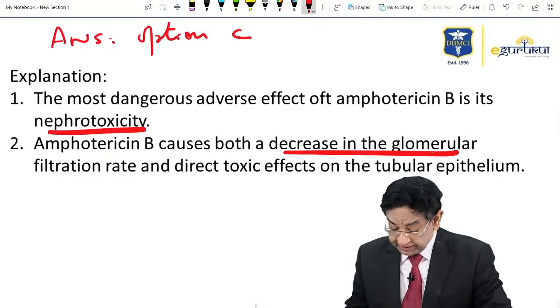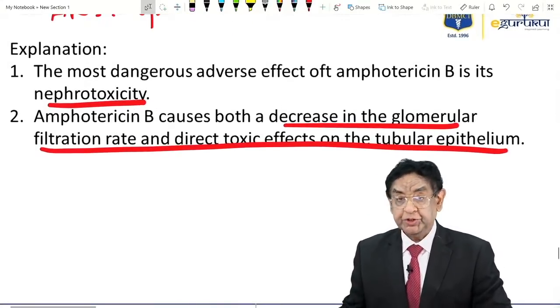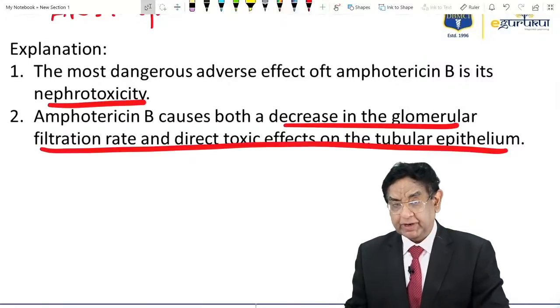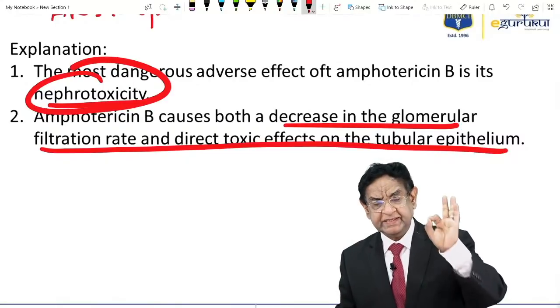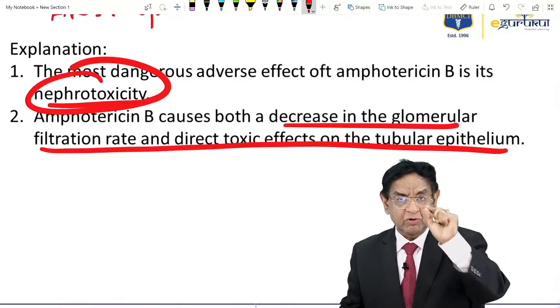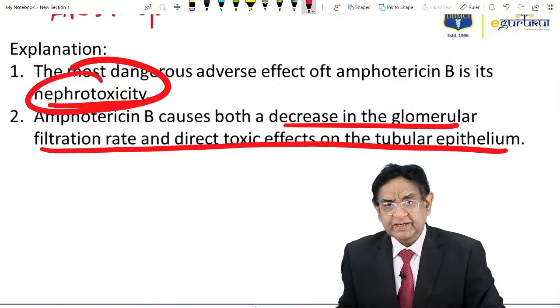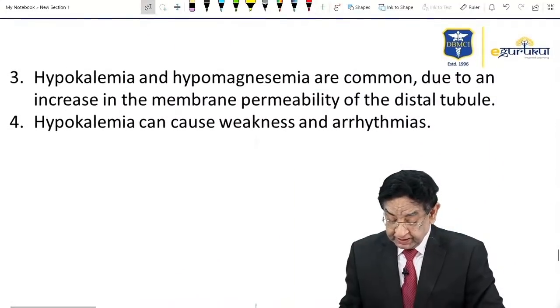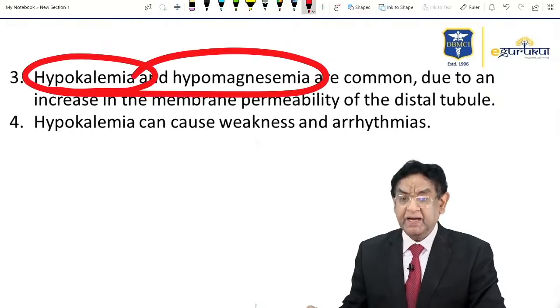It decreases the GFR and has a direct toxic effect on the tubular epithelium, and by this it causes loss of potassium, and that leads to hypokalemia. But one thing you have to remember, amphotericin and hypokalemia is the golden line, or the other way around, amphotericin leads to nephrotoxicity. One thing, not only does it lead to hypokalemia, it also leads to hypomagnesemia.